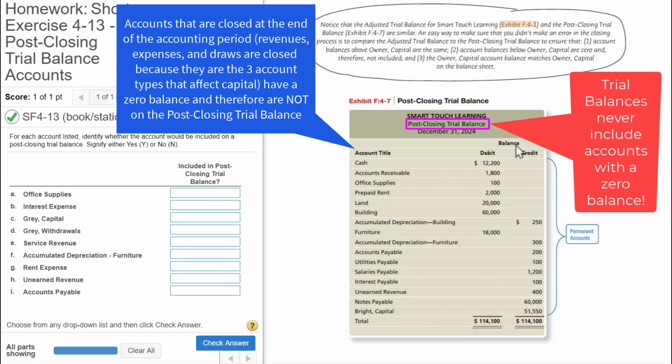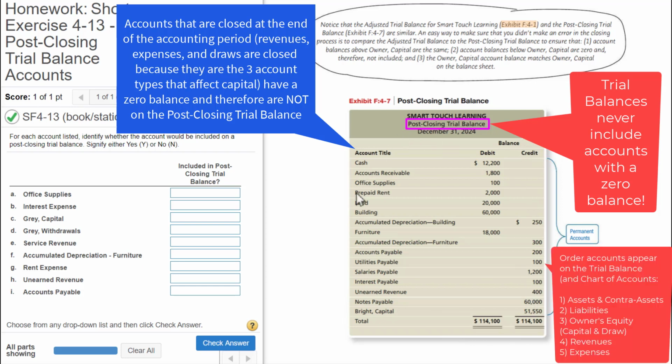And let's look. Are there any revenues on this post-closing trial balance? No. Revenues would appear after capital. And why are revenues closed? Because they are closed to capital and they will increase capital. What's the other type of account that we close? Expenses. Expenses are listed at the very bottom. Notice there are no expenses. Why did we close expenses so that they have a zero balance? Because capital absorbed those. In other words, they were closed to capital and they lowered capital because expenses lower capital.